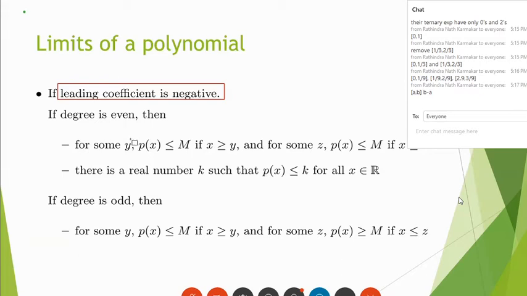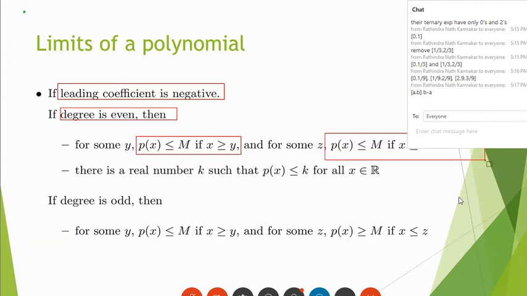So we proved it for positive leading coefficients, and now let's see the result for negative leading coefficients. If the degree is even, what should it be? For some y, p(x) ≤ m if x ≥ y, and for some z, p(x) ≤ m if x ≤ z. Okay. So let's take an example: consider p(x) = -x².